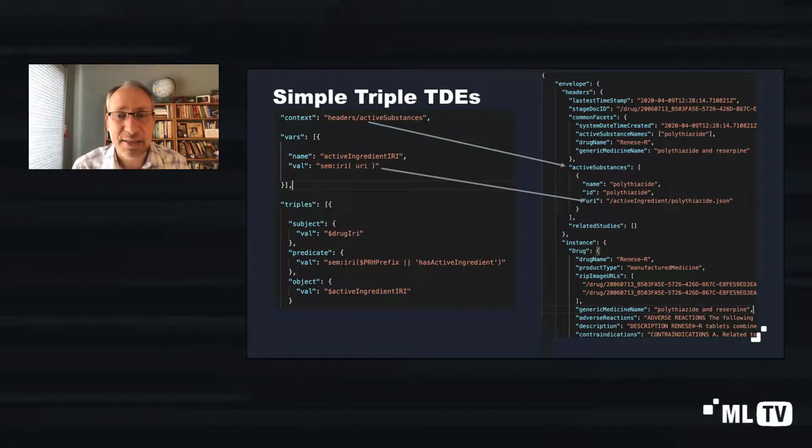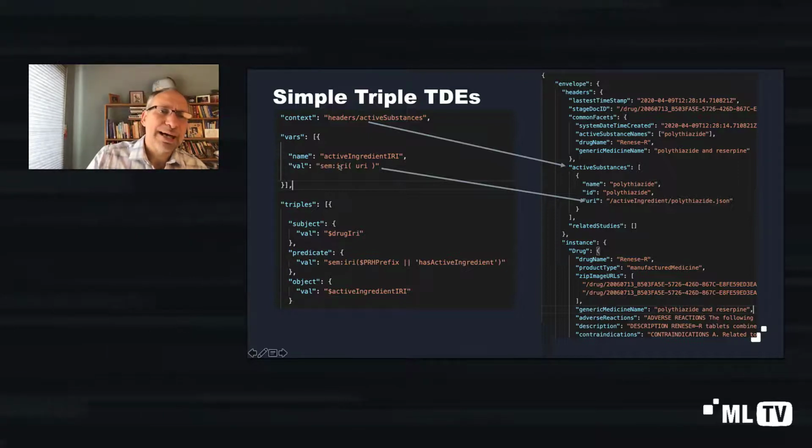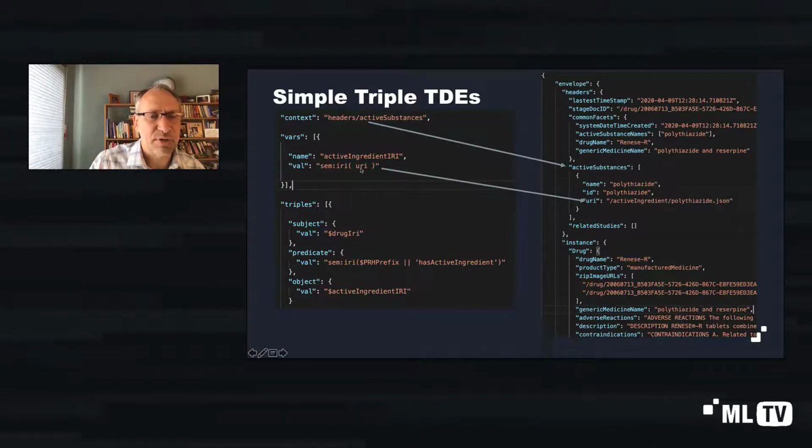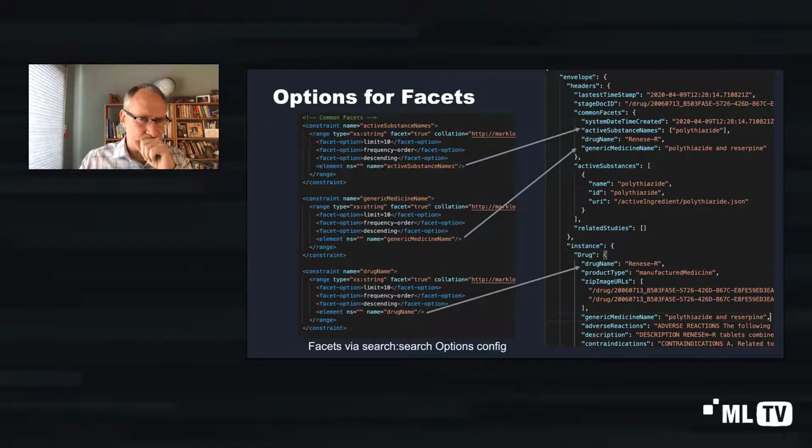The reason the TDE is simple is the hard work has been done by putting the data in the headers using the mappings. So I don't mean to give a tutorial on TDEs, but here is headers active substances is what we're going to look at, right? Headers active substances. So we're going to look in this array of one item. And then in each of those, we're going to define a variable called active ingredient IRI, which is an IRI version of a URI. So that's a little variable that's set. Then we create the triple. This drug RI has an active ingredient link to the active ingredient IRI. And that's it. This is a pretty simple TDE. People get used to this.